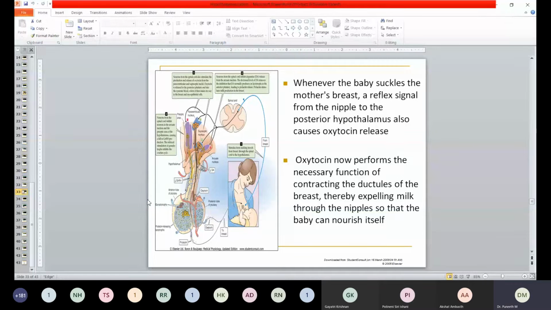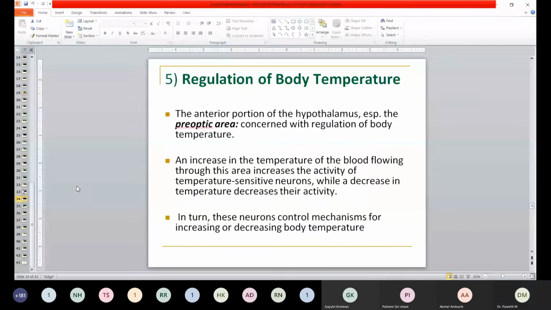So this oxytocin is secreted in the paraventricular nuclei of the hypothalamus. Okay, coming to one more function of the hypothalamus, the role of the hypothalamus in regulating body temperature. In the anterior hypothalamus, one particular area which is involved in body temperature regulation is the preoptic area.